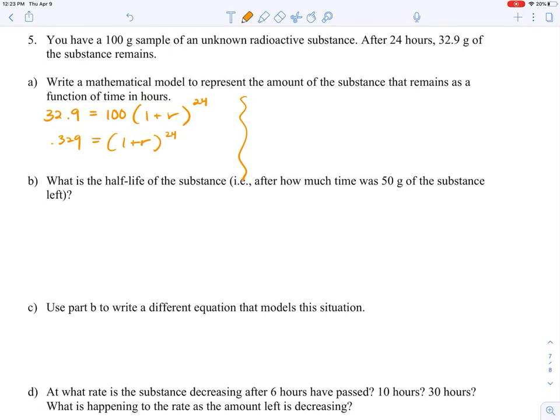And then to get the 1 plus r by itself, we can raise both sides of the equation to the 1 over 24th power. So we would have 0.329 to the 1 over 24th power. Okay, and I can actually stop there. I don't need to keep going because remember, we're really solving for the base.